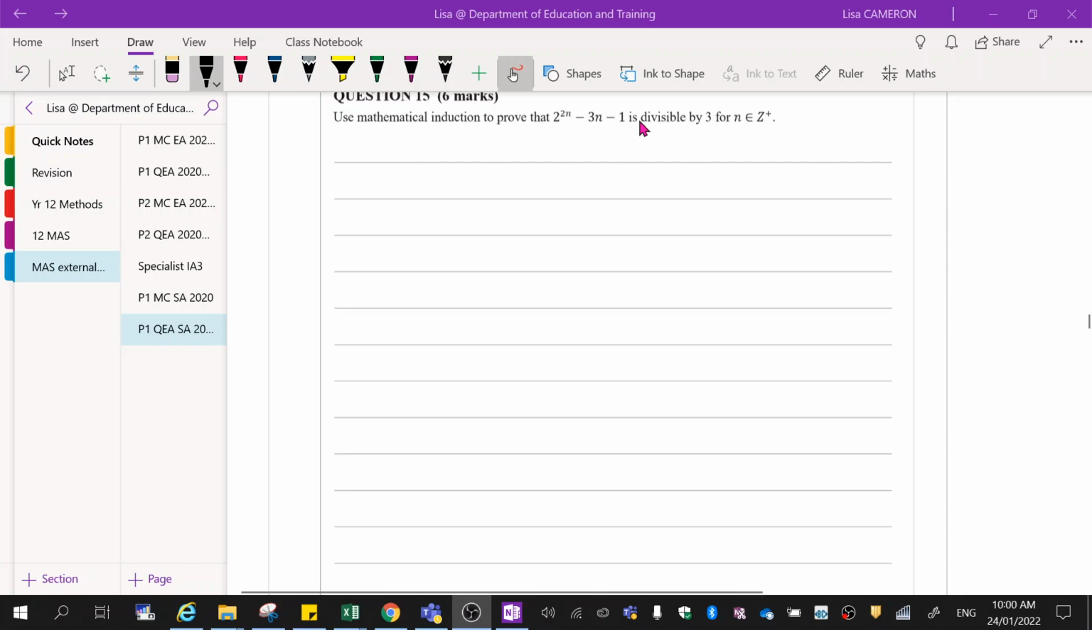Okay, so we're going to use mathematical induction to prove that this statement is true. So first thing we're going to do is test. We're going to test for when n is equal to 1. When we're testing, all that means is we're going to substitute into our expression.